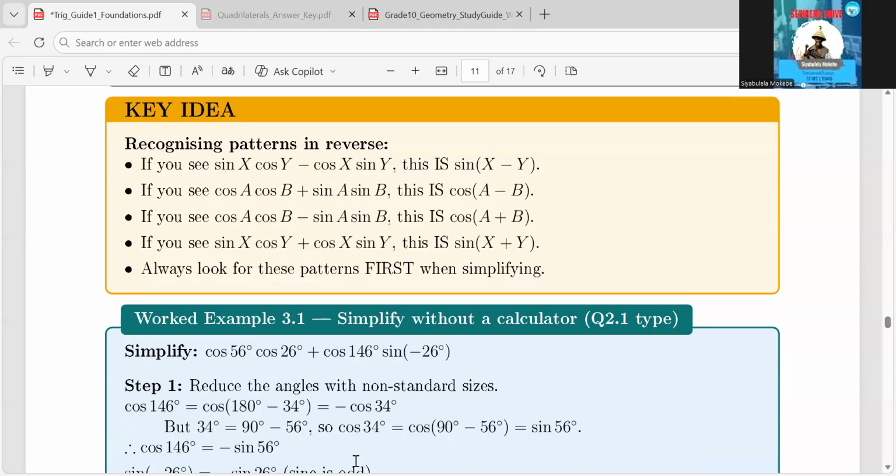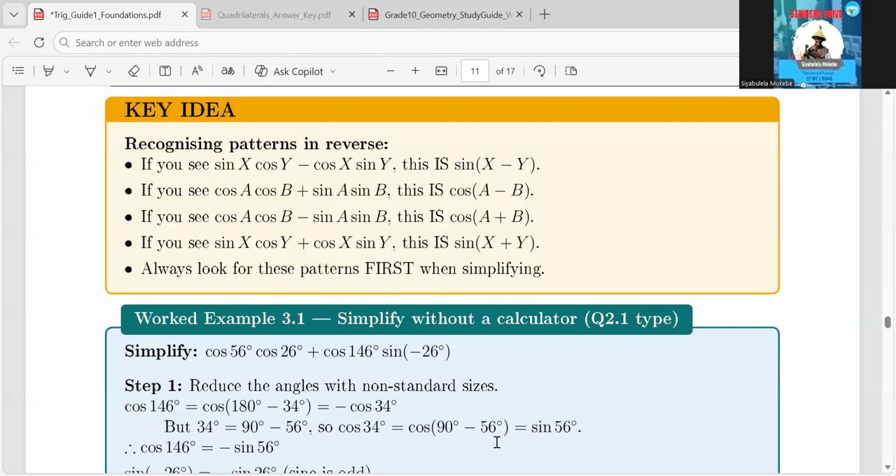And then notice that 34 plus 56 is equal to 90. Right? 34 plus 56 is equal to 90. So why is that important? That is important because it means now, instead of writing this as cos 34, we can write it as cos of 90 minus 56.